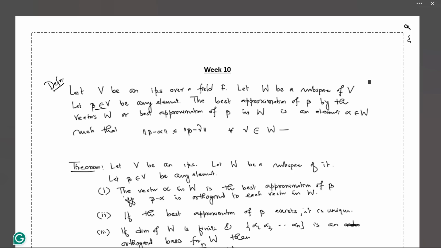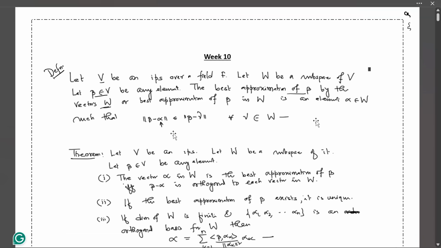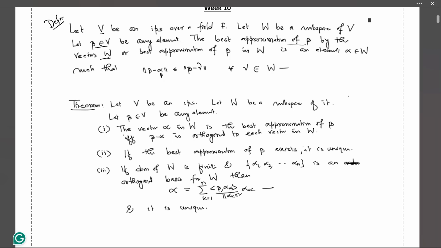Given any element beta of a vector space V, which is an inner product space, the best approximation of beta by the vectors of subspace W is an alpha of this type, meaning the distance between beta and alpha is the smallest distance. If mod beta minus alpha denotes the distance between beta and alpha, then alpha is the unique point where this distance is smallest, as it was discussed in the class.